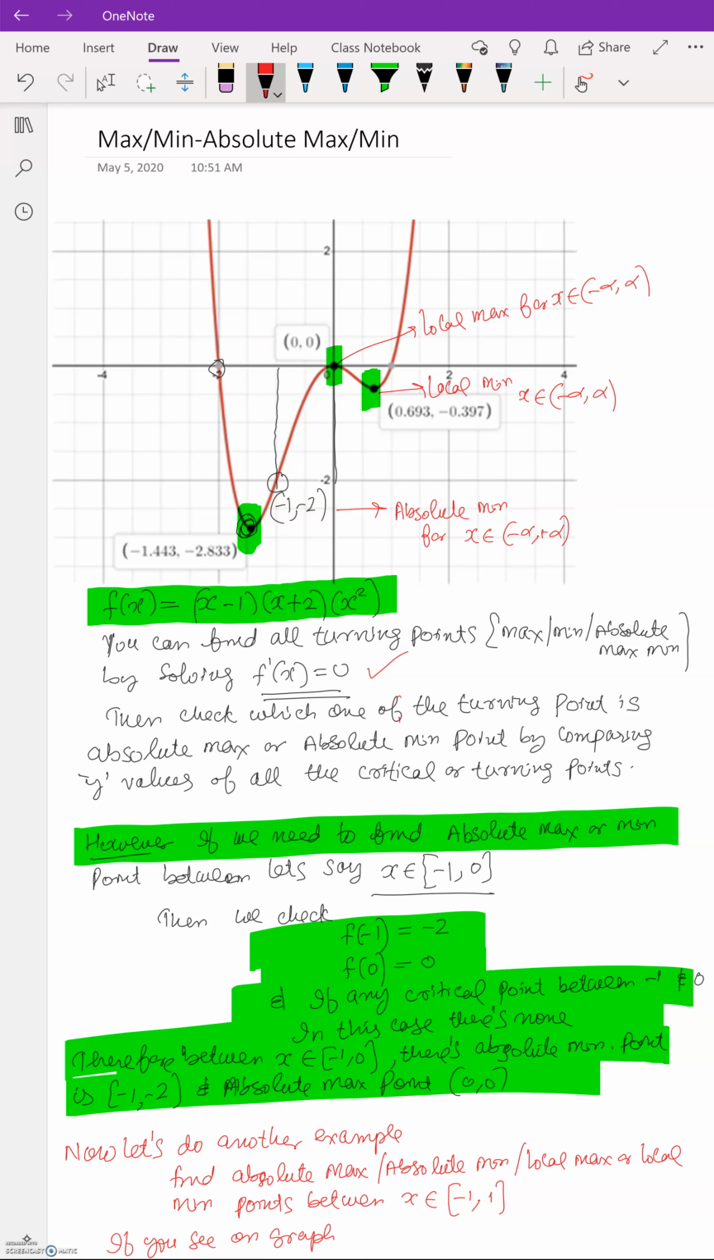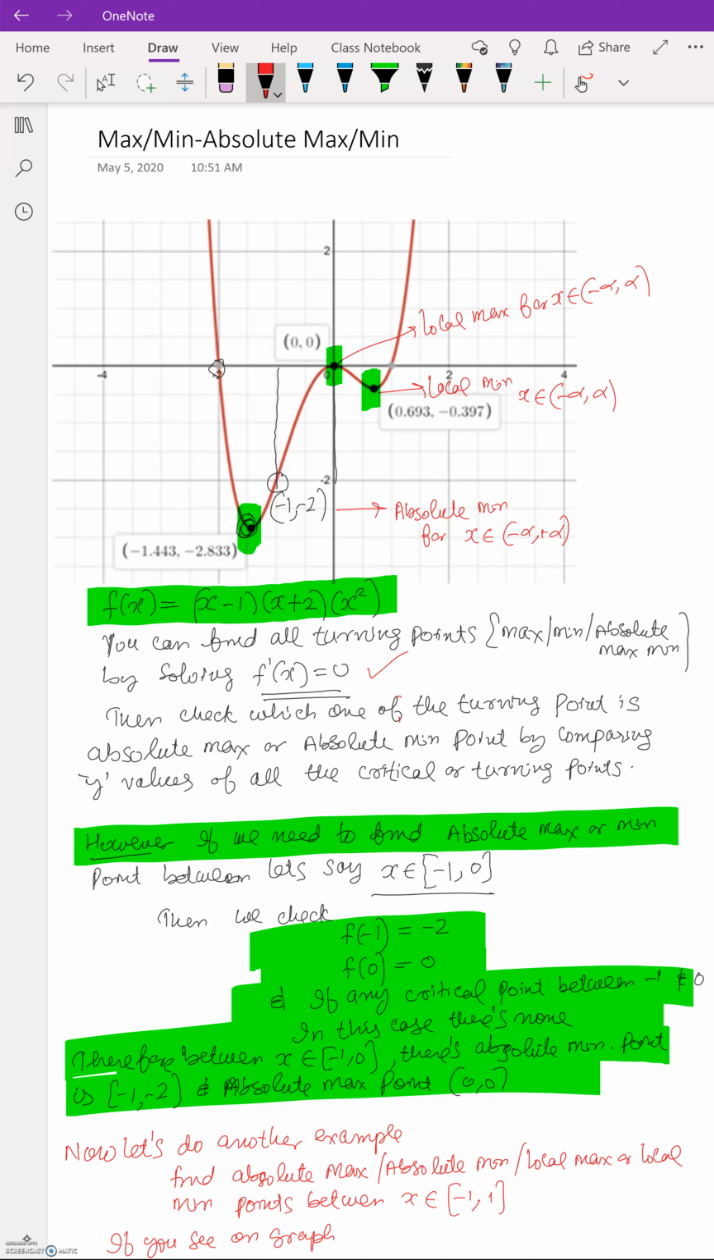For an even degree function, there could be an absolute max or absolute min point. So by checking all the critical points and their y values, you can determine if there's an absolute max or absolute min point. The process is simple: you find all the critical points and check their y values. That's done when we have an unrestricted domain, going from negative infinity to positive infinity.